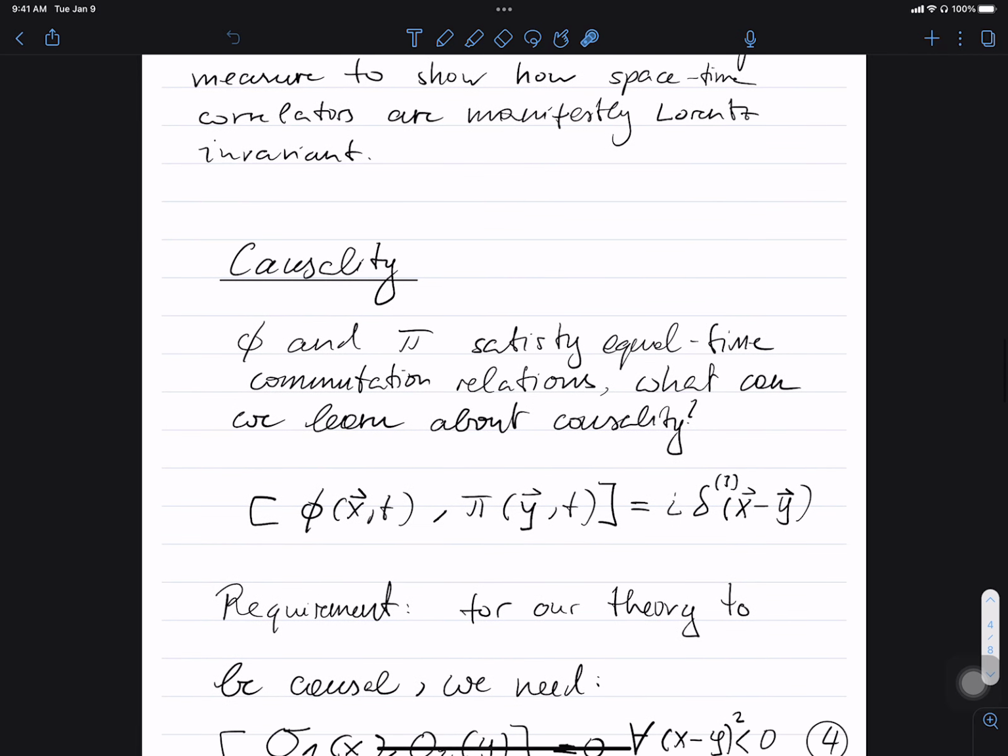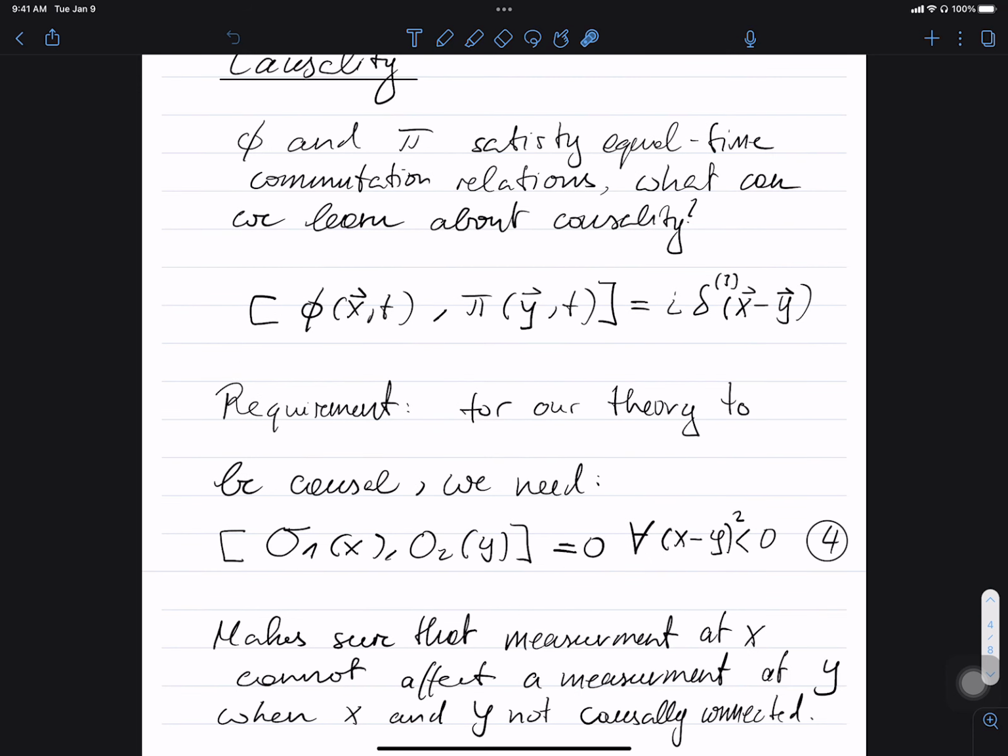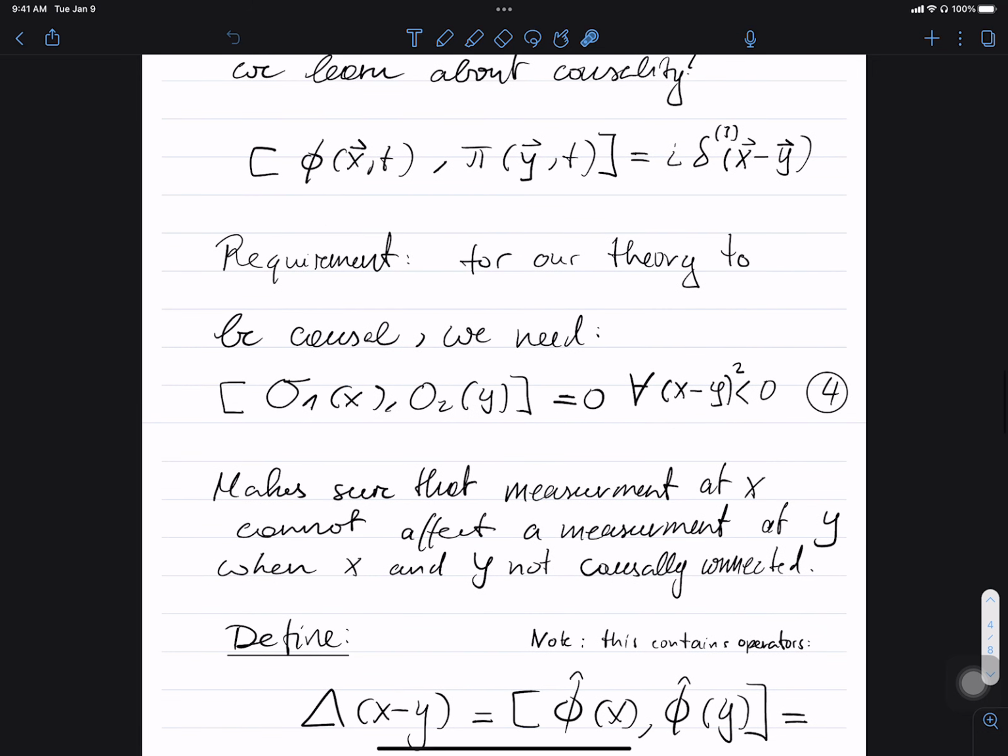Now, let's come to causality. The commutation relations we have introduced so far are actually evaluated at equal times. So for example, phi and the momentum of phi commute to give you a delta function only when the times are equal. But in order for the theory to be causal, to preserve the ordering of events, we need that any commutator of field operators vanishes if we evaluate it at space-like distances.